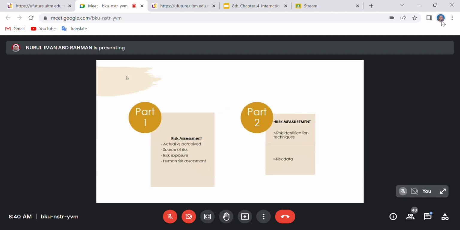Part 1 will cover risk assessment, actual versus perceived, sources of risk, risk exposure, and the last one, human risk assessment. And part 2, we will cover risk management, measurement, risk identification techniques, and the risk data.